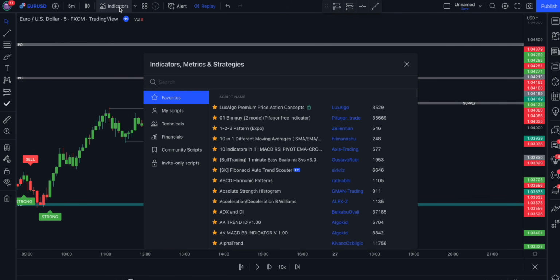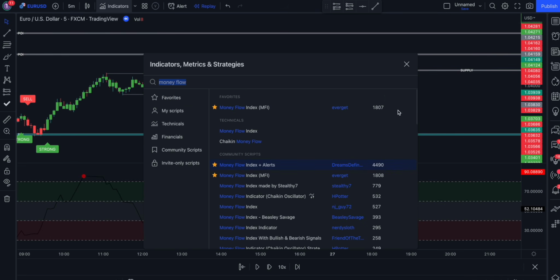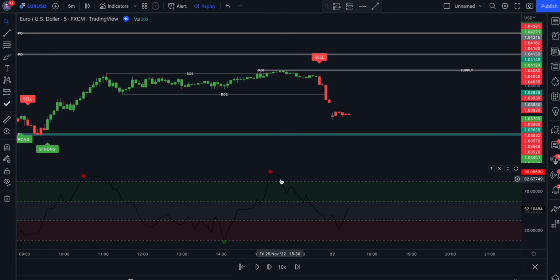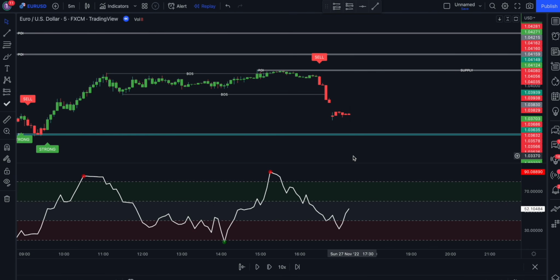And finally, to complete this setup, we need to add one more tool. This indicator is called the Money Flow Index. Okay, we can see that the line is barely visible, so in order to fix that, let's access the indicator settings and in the start section change the color of the plot. The main goal of this indicator is to identify the times when the market is overbought or oversold. When the white line crosses inside the green zone, the market is considered overbought. When the line crosses inside the red zone, the market is considered oversold.